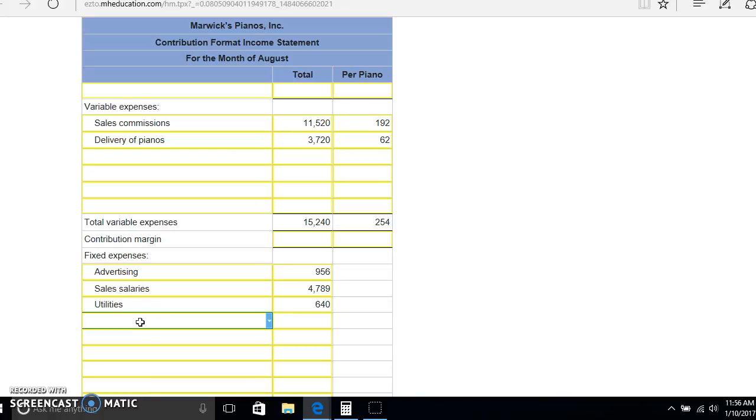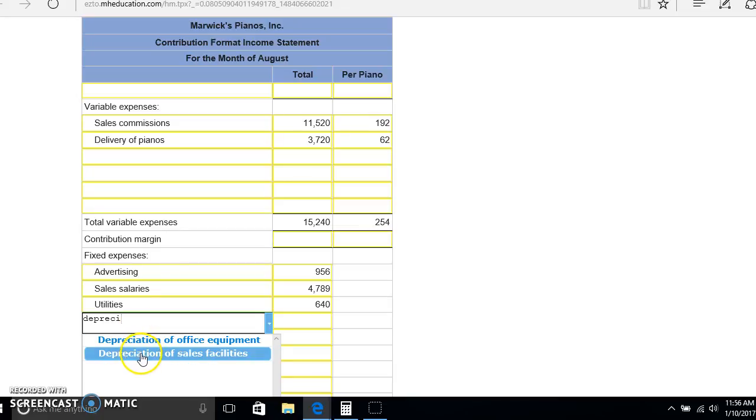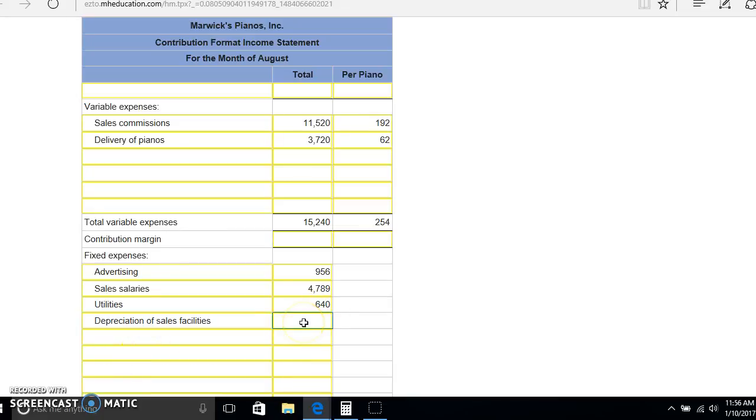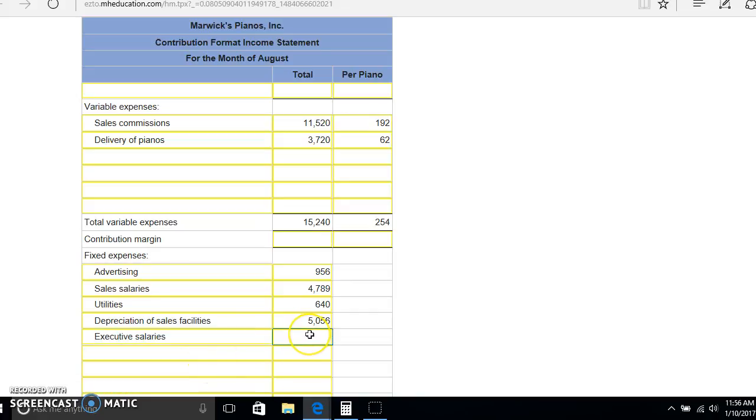The next one is going to be depreciation of sales facilities. That's going to be a fixed expense. No matter how many pianos you're making, you're still going to have to depreciate your stuff. The next one is going to be executive salaries. That's a fixed expense as well. They don't get a bonus based on what the sales were. The next one is going to be insurance. Fixed expense. No matter how much you sell, you're still going to have the same amount of insurance for the month. That was $696.